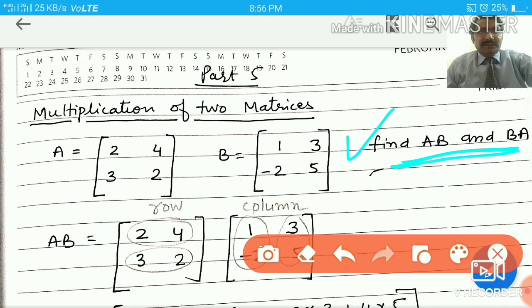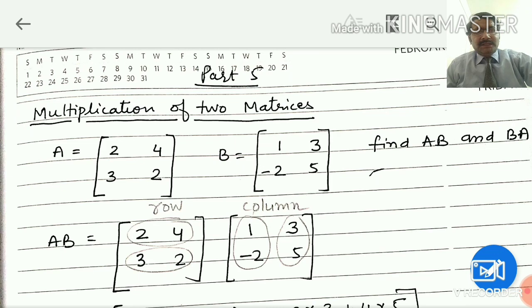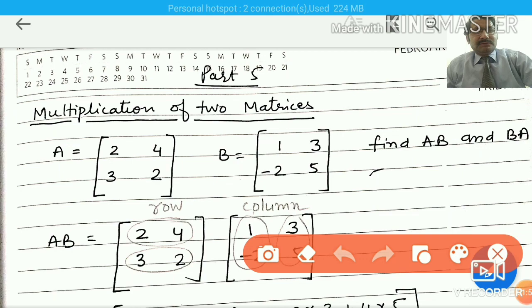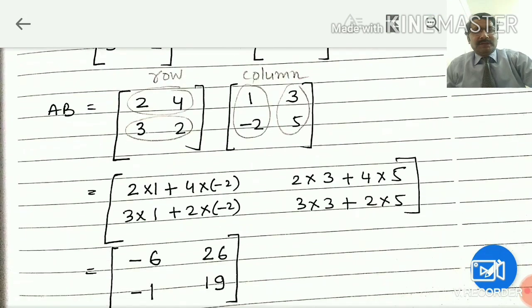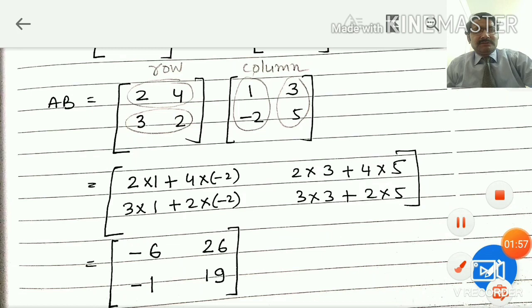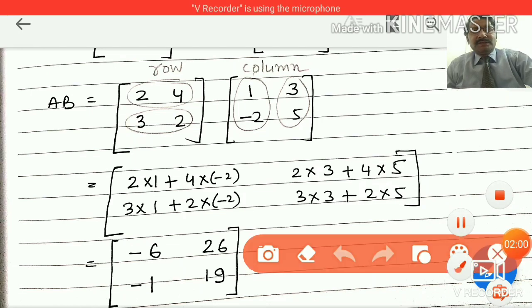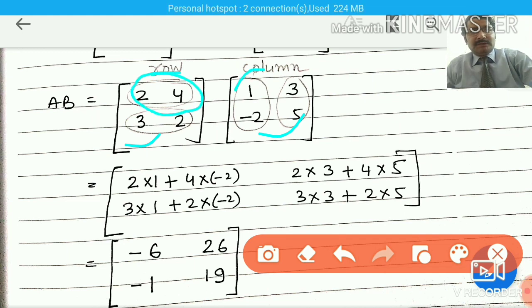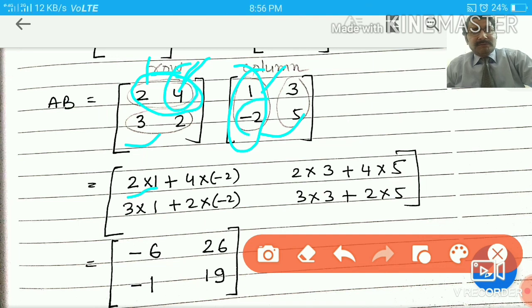How can we find it? Look here, you have to multiply row by column. So how can we multiply? Look here, the first matrix is given to you and the second matrix is given. You can copy the matrices as they are. Here you take the first row, and here you take the first column. The first element of the first row is 2, and the first element of the column is 1. You multiply these. Similarly, the second element of the first row is 4, and you multiply this 4 by minus 2.